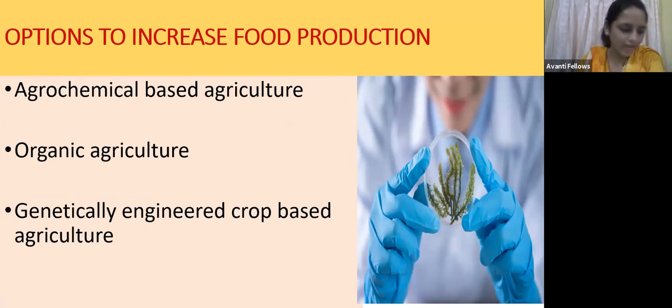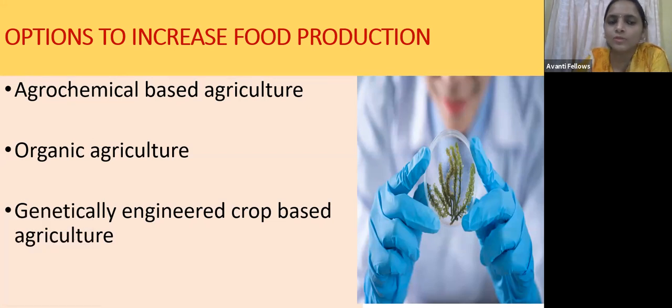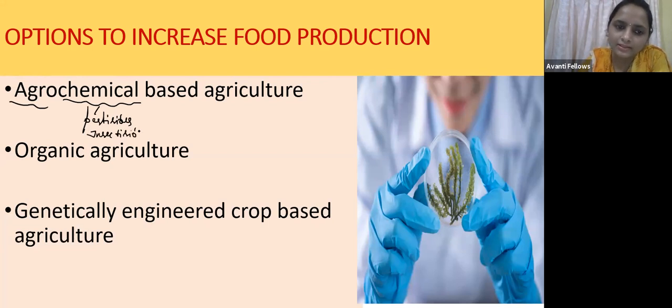Here, first we have the agrochemical based agriculture. So guys, what is this agrochemical based agriculture? Agro means agriculture, right? So in agriculture, we are using chemicals. Here the chemicals may be pesticides, insecticides or herbicides, to improve the crop.